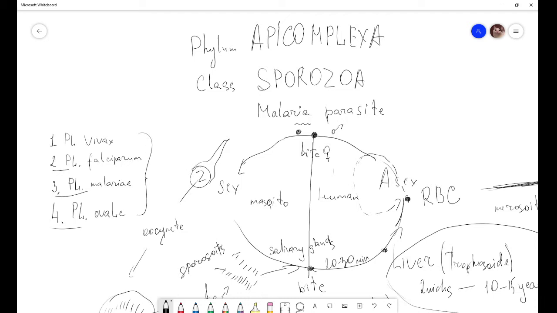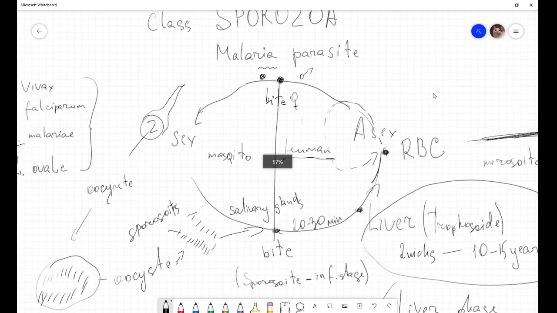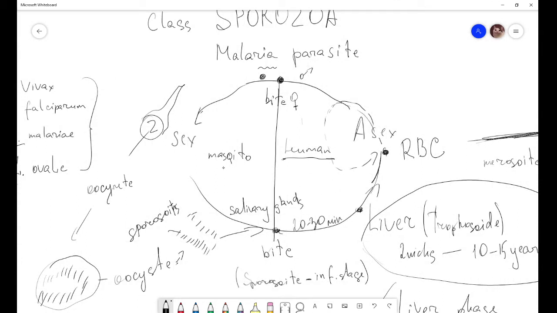The intermediate host is the man, where the asexual cycle takes place, as I draw in this scheme of the life cycle. We have the human on the right side and the mosquito on the left side. On the right side we have the asexual reproduction or asexual stage, and on the left side the sexual reproduction or sexual stage. In the asexual stage, the parasite multiplies by schizogony, in the liver and in the red blood cells in the blood. Every time I talk about the asexual stage, I mean schizogony.